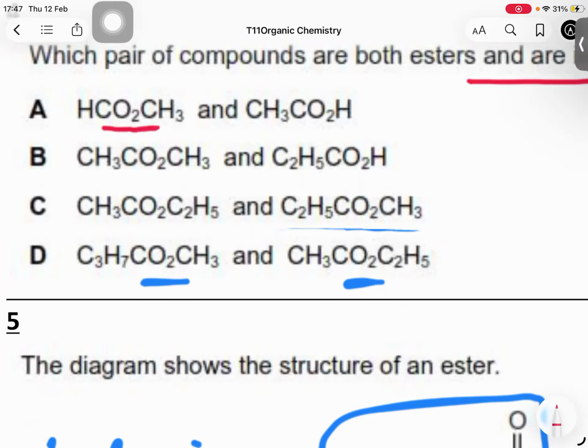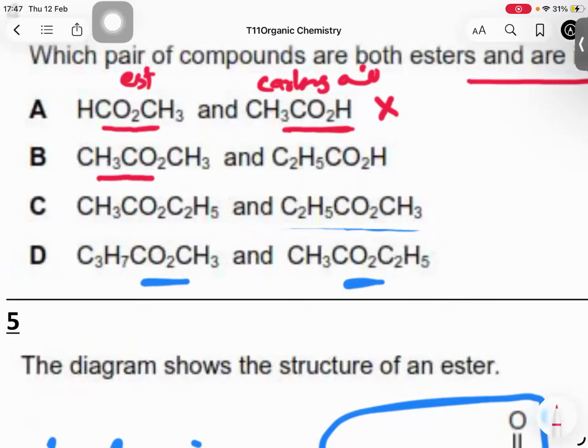A is ester. I just told you a while ago, if there is a carbon after CO2, it's an ester. And if there is hydrogen after CO2, it's a carboxylic acid. So both should be esters? No, this is ester, but this is carboxylic acid.